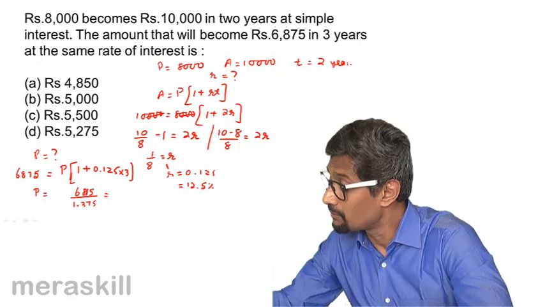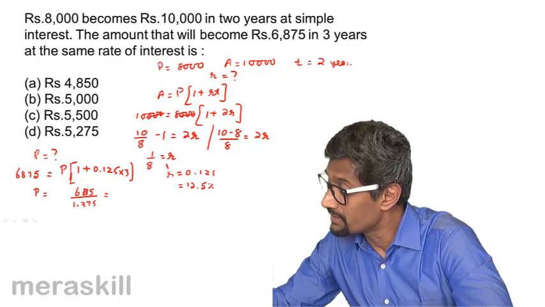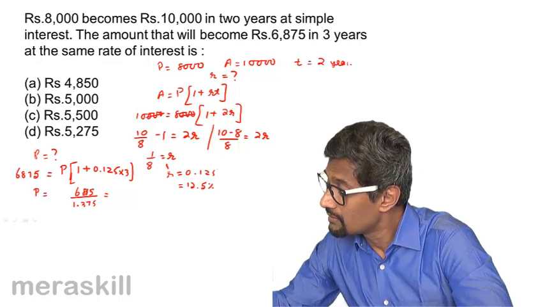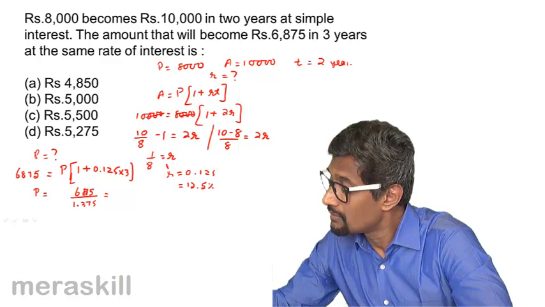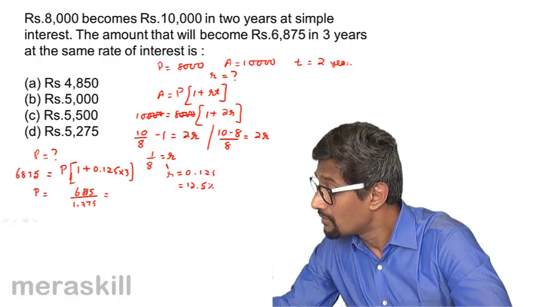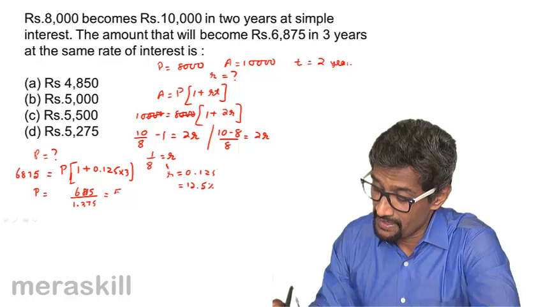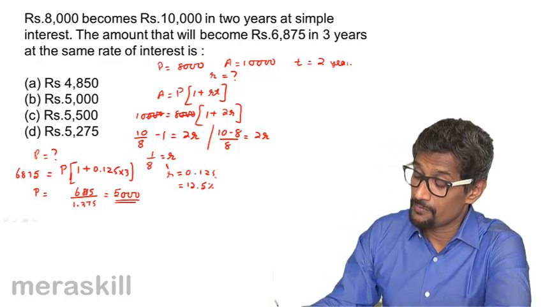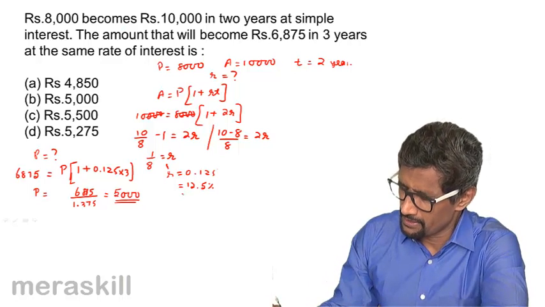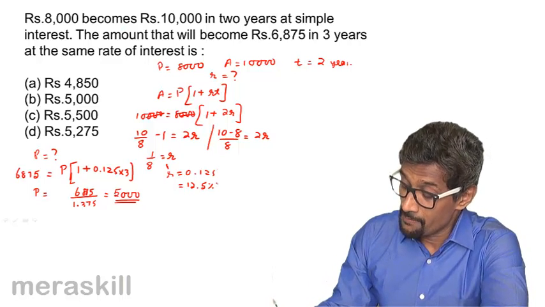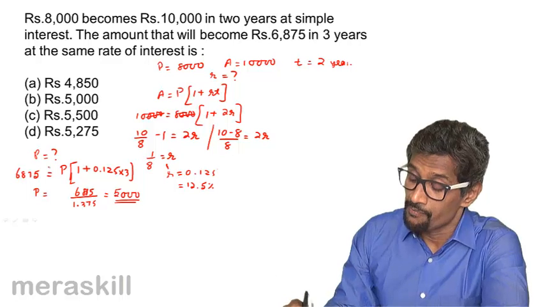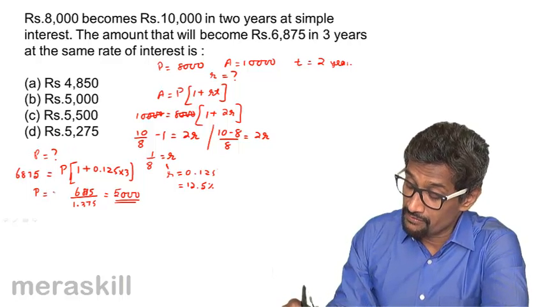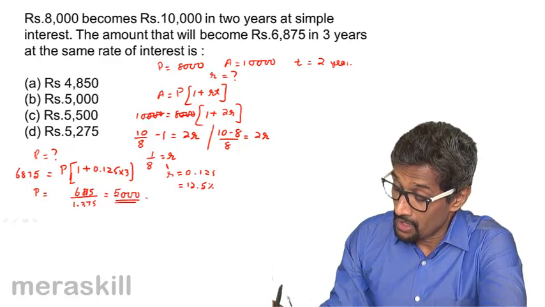$6,875 divided by 1.375. Let's see what we have. It turns out to be 5,000. So it is this 5,000. So the first set of information has been given to find out the rate, and using this rate you have to tackle a different situation where you need to find the amount.